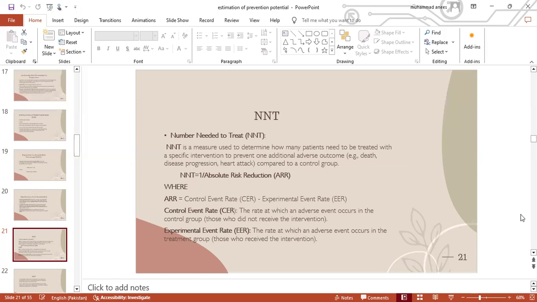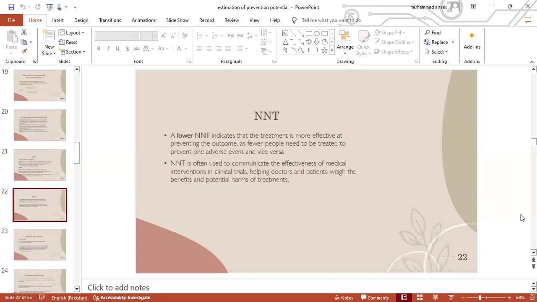The rate at which an adverse event occurs in the control group, those who did not receive the intervention, is the control event rate. And the experimental event rate is the rate at which an adverse event occurs in the treatment group, those who received the intervention.